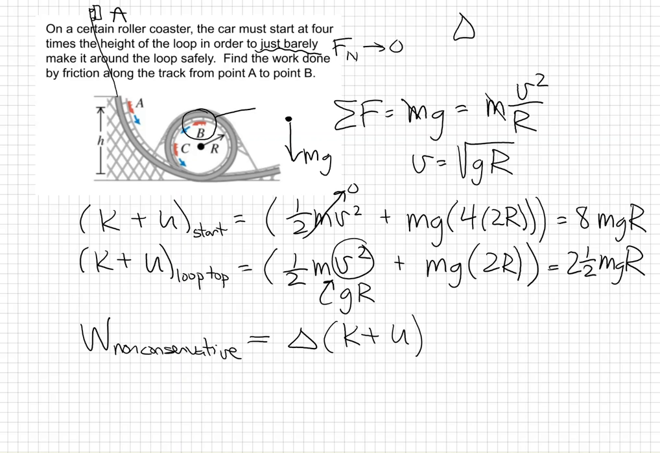The take-home message here: the change in the potential energy is negative the work done by conservative forces. Basically, the non-conservative forces account for whatever seems to be missing, that mechanical energy has been converted into thermal energy. The difference between 8 and 2.5 is 5.5 mgr, and that's the answer.